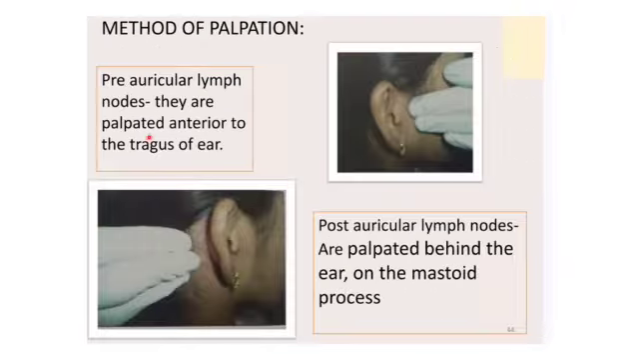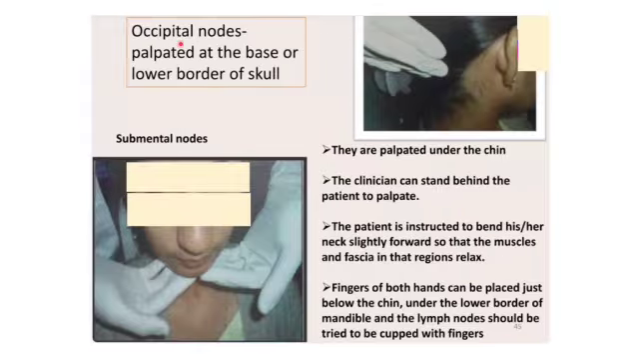And now coming to the method of palpation and the location to palpate for the various lymph nodes. First is preauricular lymph nodes. They are palpated anterior to the tragus of the ear. Next is posterior auricular lymph node, which is behind the ear and on the mastoid process you need to palpate. Next, occipital lymph node, which is palpated at the base or the lower border of the skull.